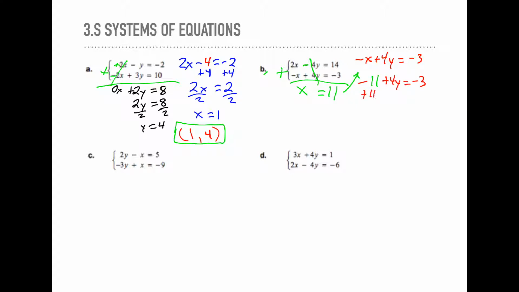We'll add 11 to both sides. Get 4y is equal to 8. Divide by 4, and get y equals 2. So our final answer for this problem would then be 11, 2 would be our point of intersection there.